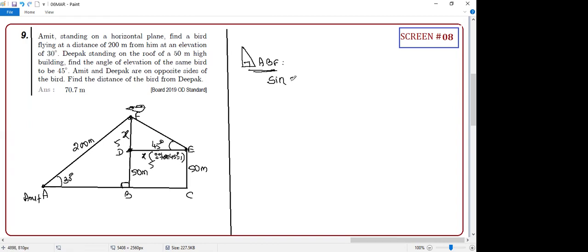This is the first time, right, student? After so many problems, sine 30 is coming into the picture. So sine 30 is BF, the opposite side, over the hypotenuse AF. Sine 30 value is 1 by 2. BF is X plus 50, by 200. X plus 50 on 200, which is 1 by 2, so X plus 50 equal to 100. So x equal to 50. Agree with me or not? Yes, sir. X equal to 50 meter.